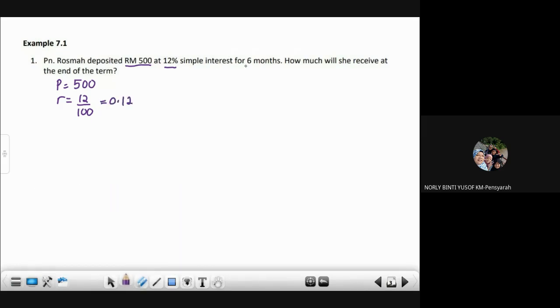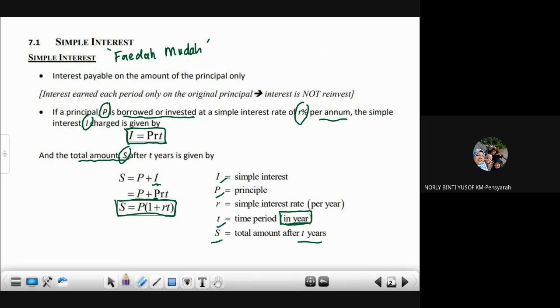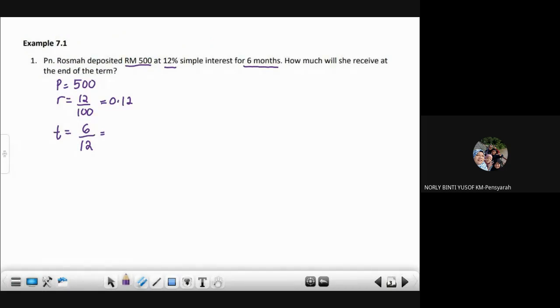Okay, and then for 6 months. So that means T is in month 6 divided by 12 because your time in the formula is in year. So you have to divide by 1 year is 12 months. So you have 1 over 2 in years. Okay, and then kita calculate how much will she receive at the end of the term. So berapa jumlah yang dia terima. So the keyword here is the sum of money.